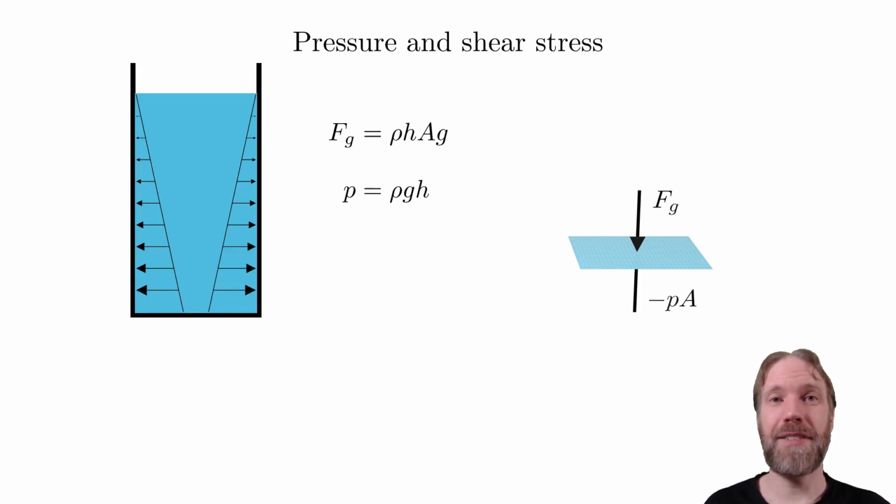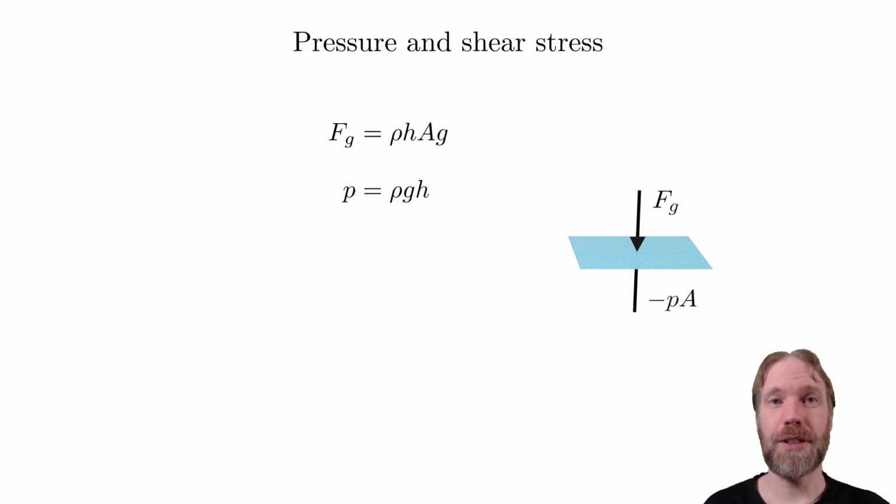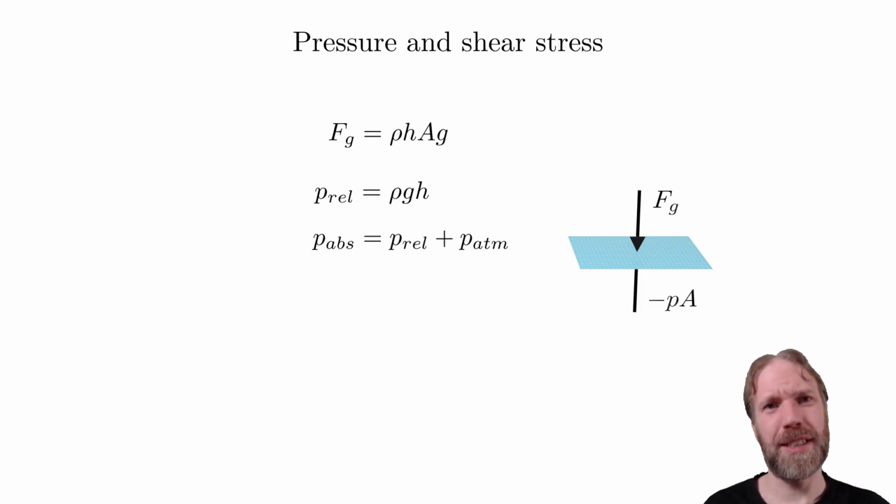The pressure we have in the expression is the relative pressure, also called gauge pressure. We also have the absolute pressure, where we include the atmospheric pressure. The reason we normally neglect the atmospheric pressure is that it usually acts equally on all sides of an object and thereby does not contribute to the force.